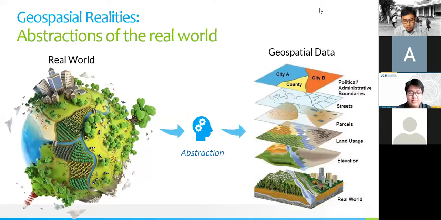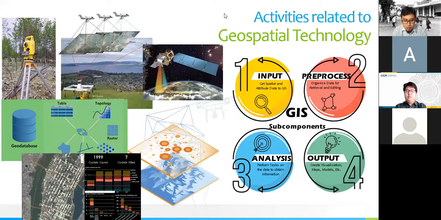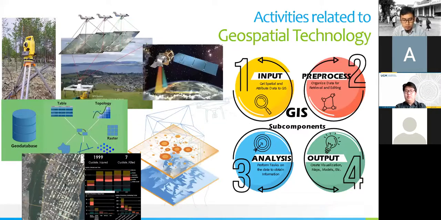And an abstraction itself, of course, is different from reality. What we are trying to do in our discussion today is how we preserve the properties of this real world, and how we choose which properties are best to be represented in our maps or visualization, in order for us to understand the real world represented by this representation. And so the business process of geospatial technologies consists of these four steps.